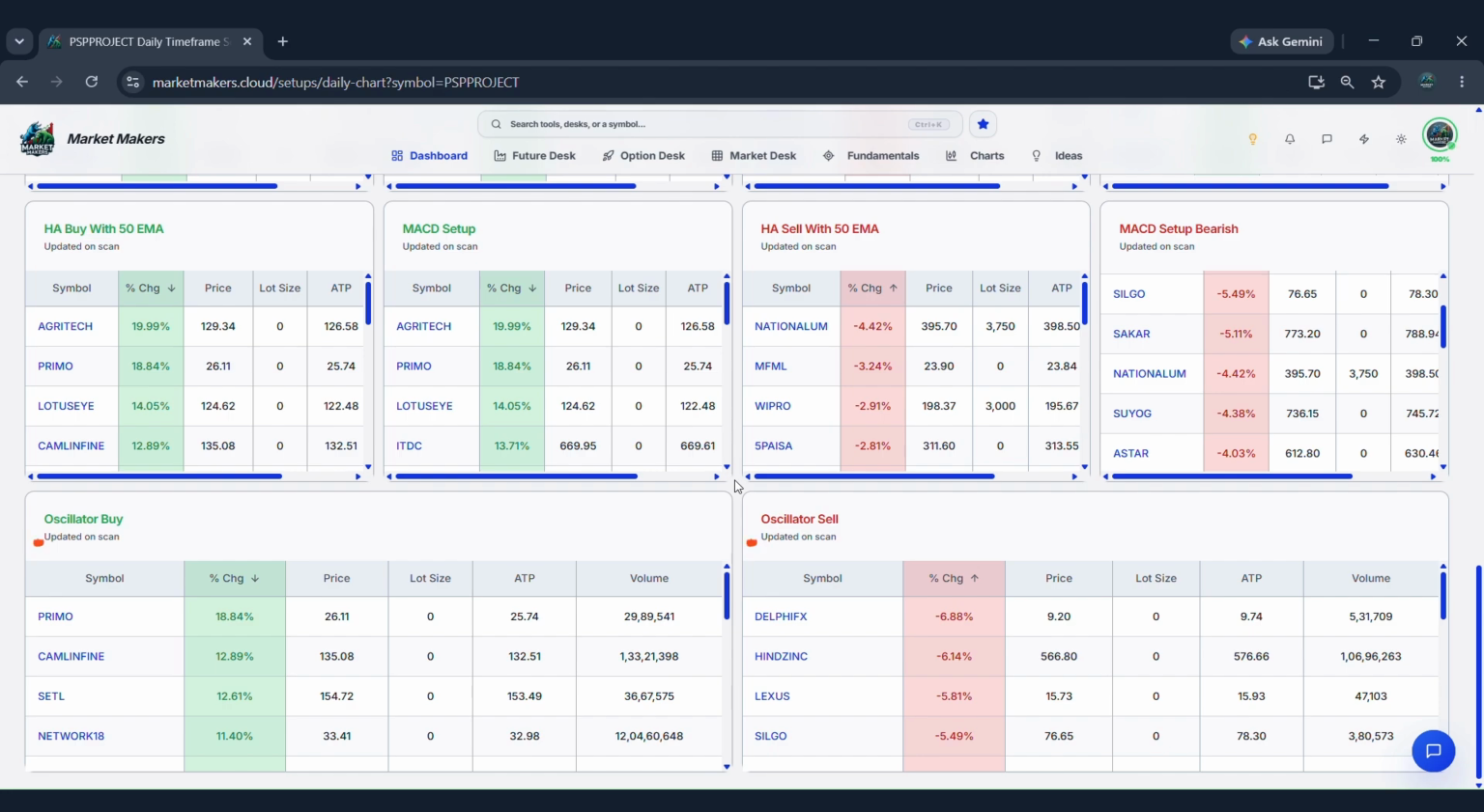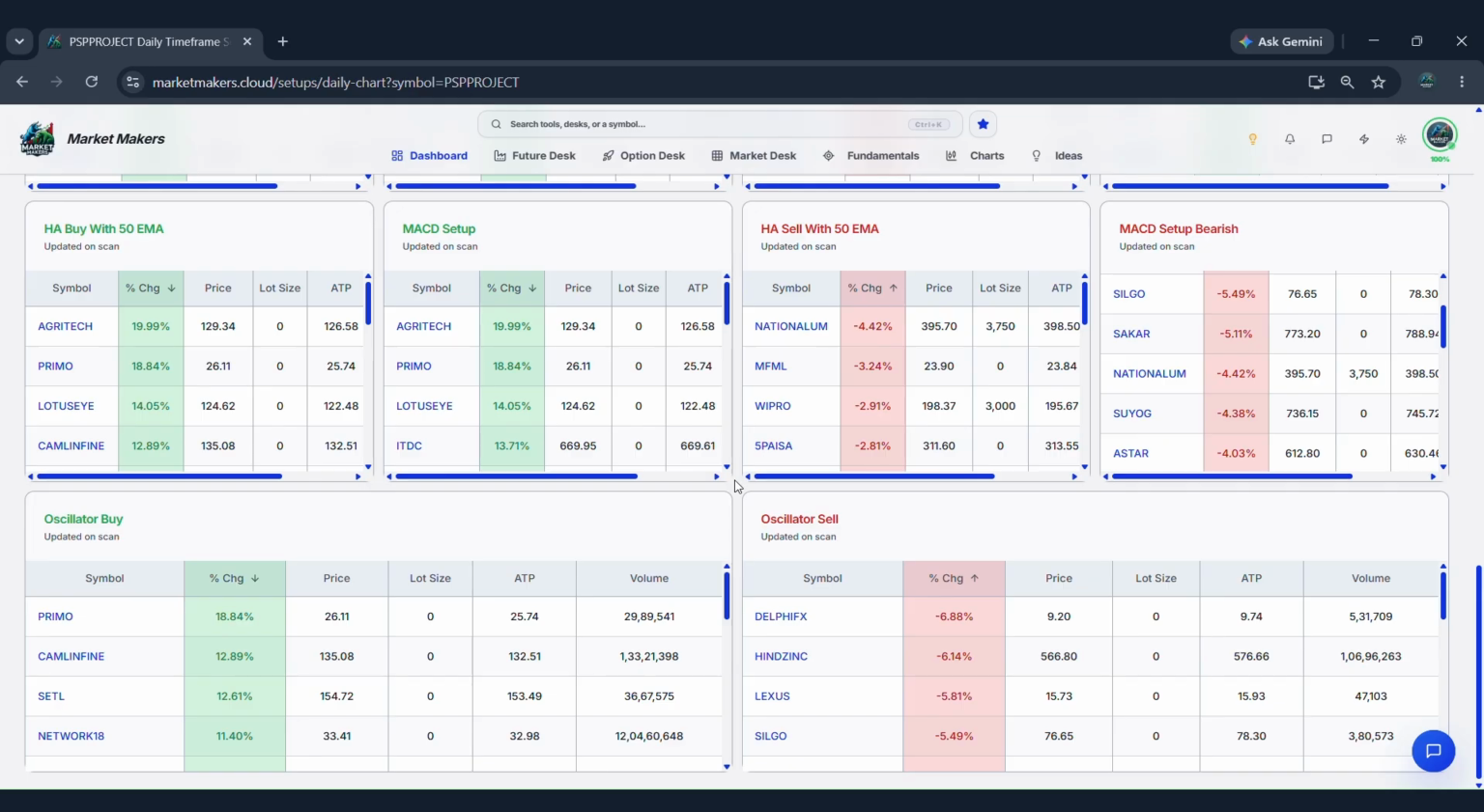Now, the final section focuses on oscillators. This includes RSI, stochastic, CCI, and others. This section helps identify stocks entering important momentum zones. For example, overbought, oversold, reversals, momentum shifts, and exhaustion moves.